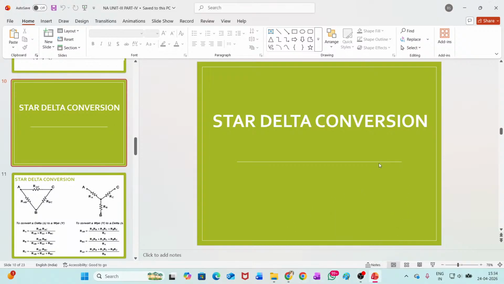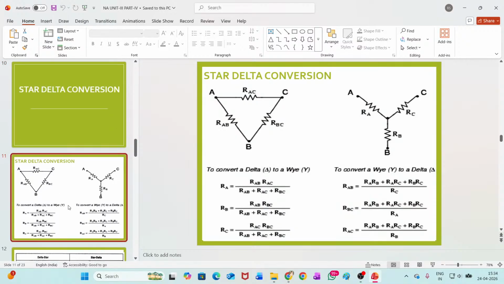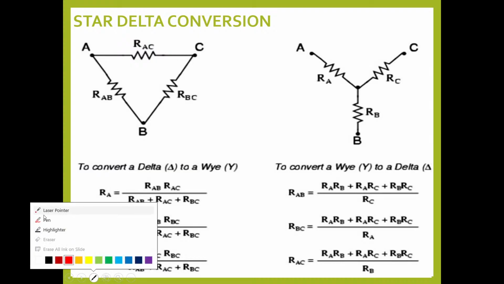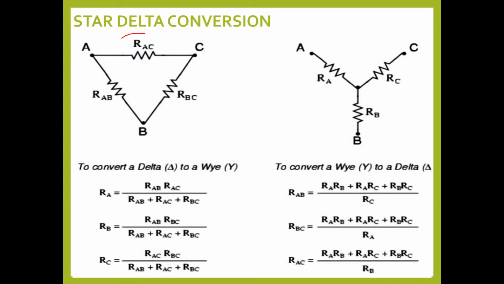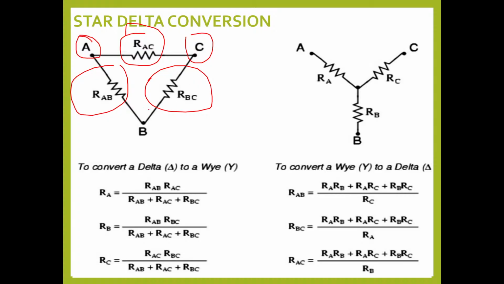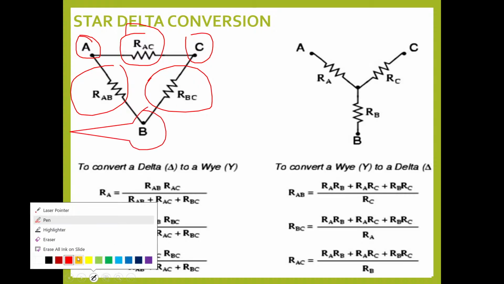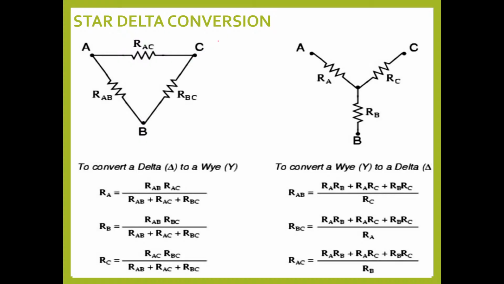Okay, star delta conversions. So you can see here three resistors are there. These three resistors, their front end and back end, front end and back ends are interconnected together. So if front and back end of resistors are interconnected together, that is known as delta connection.